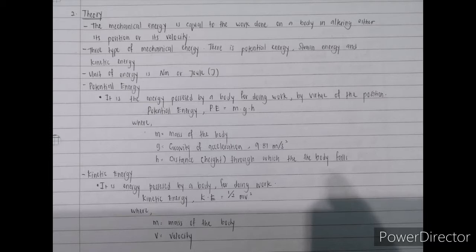Kinetic energy is the energy possessed by a body for doing work. Kinetic energy, K.E., equals 1/2 mv squared, where m is the mass of the body and v is the velocity.